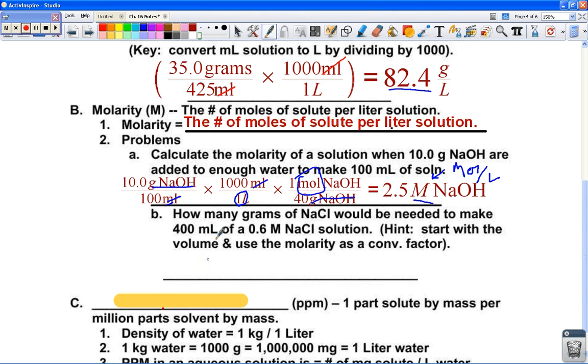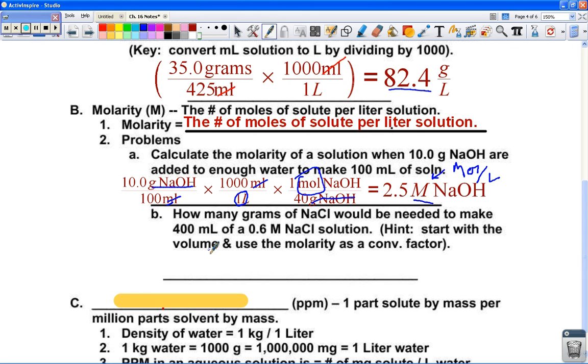Okay, so then we bring to how many grams. There's another way, other problems we can do. One of them is how many grams of sodium chloride would be needed to make 400 milliliters of a 0.6 molar NaCl solution. So we're going to start with the volume and then use the molarity as a conversion factor.